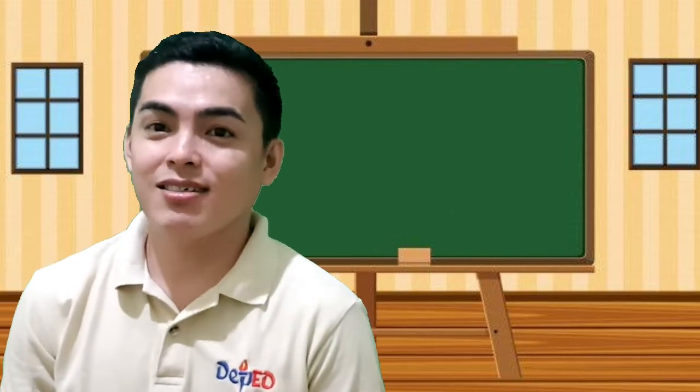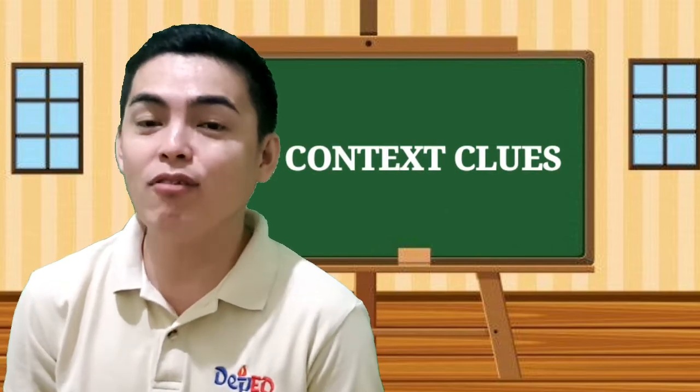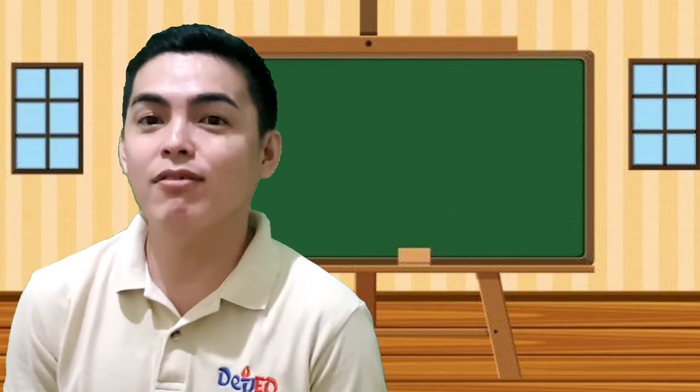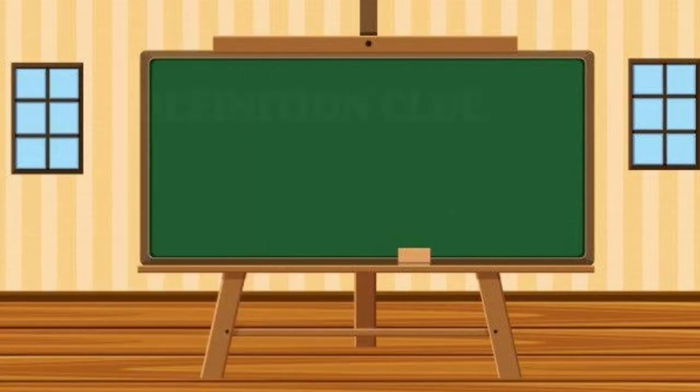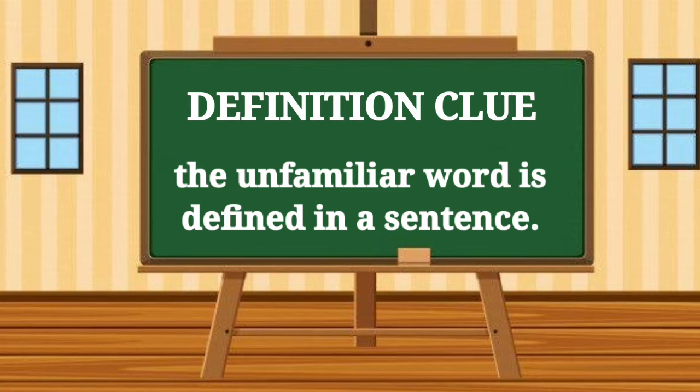Last meeting we discussed context clues including their different types. By now, I hope you are all familiar with context clues. Let us just make a quick review of this lesson. The first type of context clue that we tackled last episode is the definition clue. Under this clue, the unfamiliar word is defined in a sentence.